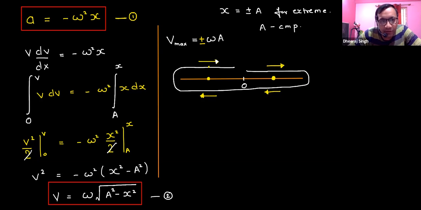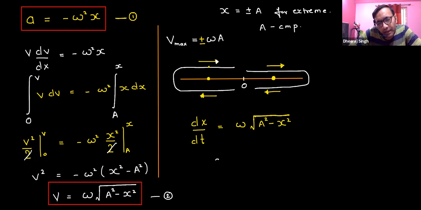So you have two equations of motion: A is equal to minus omega square x, and V is equal to this. Now we will bring in the time factor. We haven't yet brought the T in the equation. So how will you do that? Any guesses? Correct. So you write V as dx by dt is equal to omega root over a square minus x square. And then you solve this differential equation.